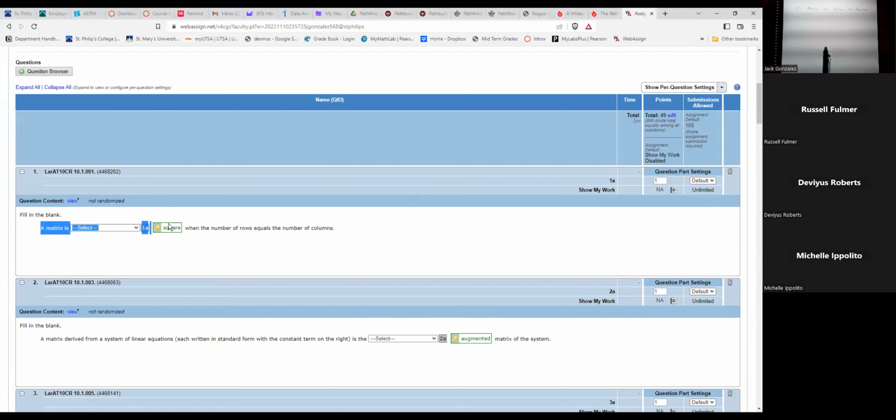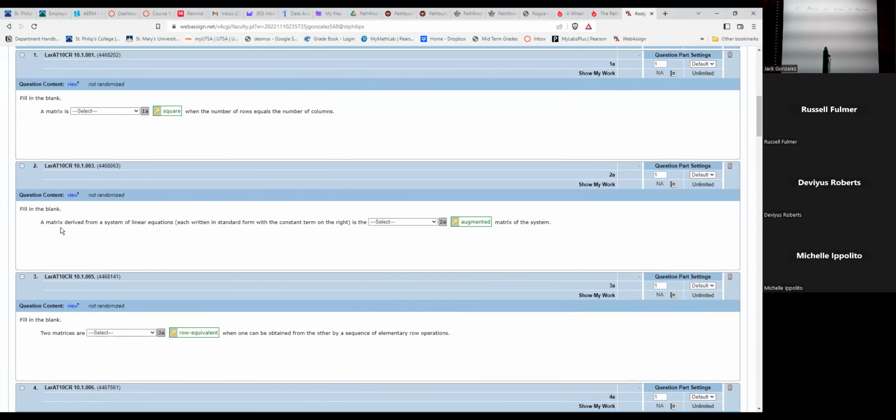But one quick thing, a matrix is considered square only if the numbers of rows and columns are the same. So if it's n by n, that is a square matrix, meaning 2 by 2, 3 by 3, 4 by 4. Those are square.